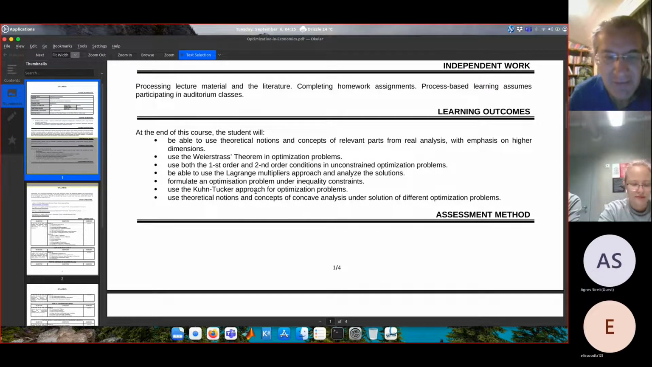Okay, so there are various results that you probably know. Already you know the Weierstrass theorem and the technique of Lagrange multipliers. And as I said before, this is also an important result that we are going to cover, the Kuhn-Tucker theorem.